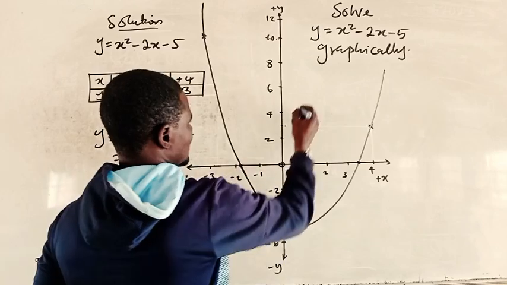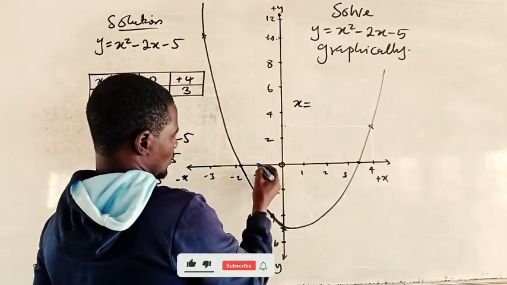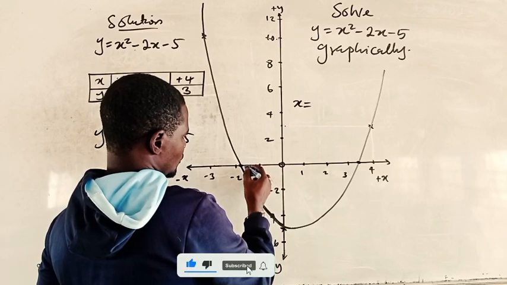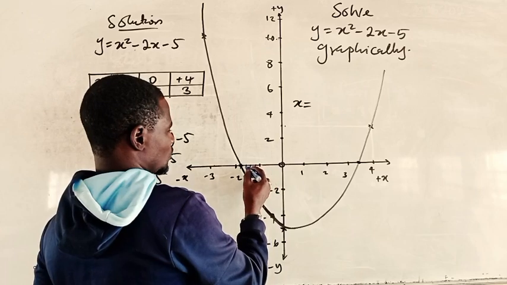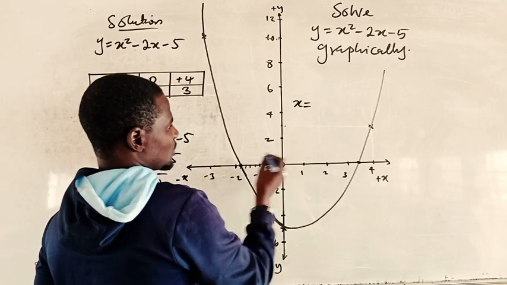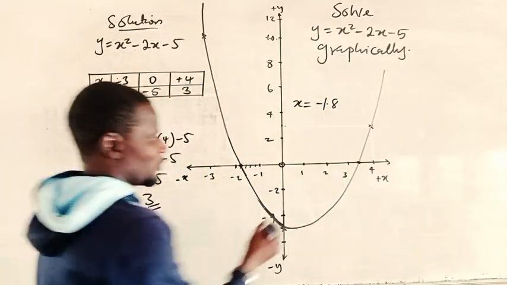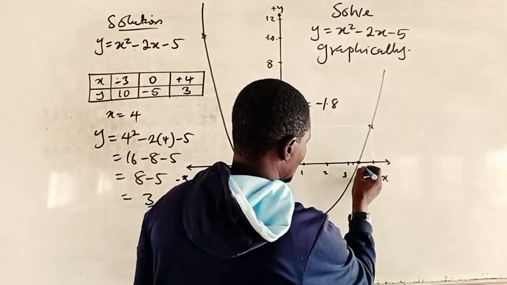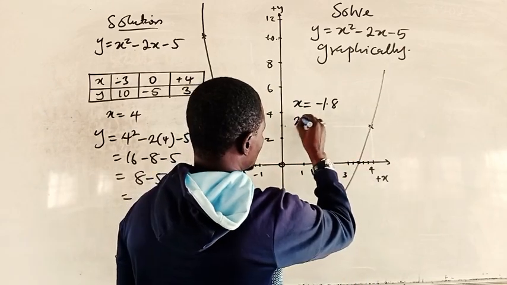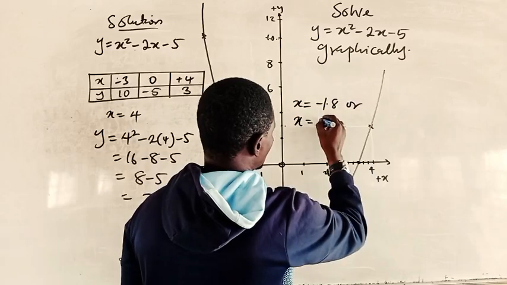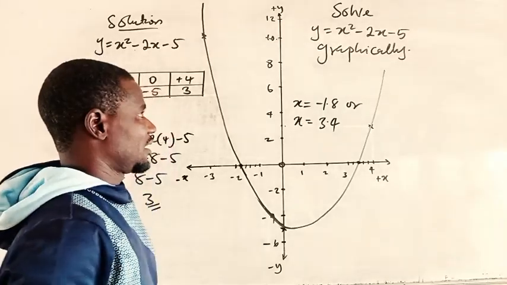So let's start with this. X will be equal to, if from here to here is -1, -2, that means we have -1, 2, 3, 4, 5. So -1.2, -1.4, -1.6, -1.8. That's what we have. Now from here, we have 1, 2, 3, 4, 5. So here will be 3.2, 3.4. That means x equals -1.8, or x equals 3.4. So these are the two values of x.